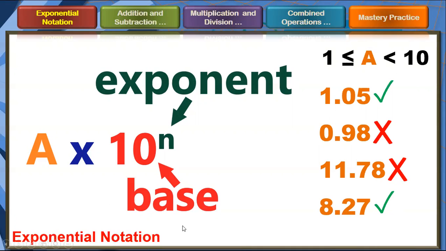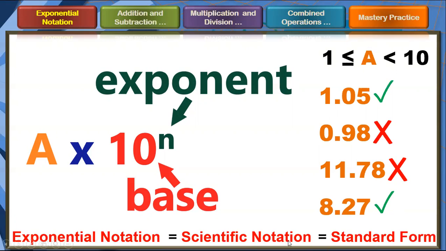The other terms for exponential notation are the following. We can also say scientific notation or standard form. They are all the same. As you remember, we studied this in our science class. The word scientific notation is the same as exponential notation. So whenever you see these two sets of words, they are the same. I hope I made it clear for you. So let's move to the next lesson.